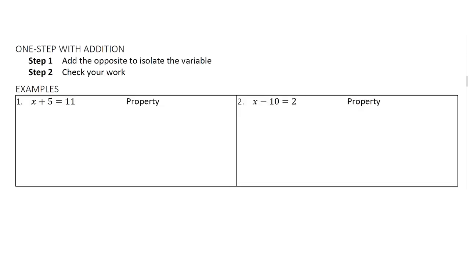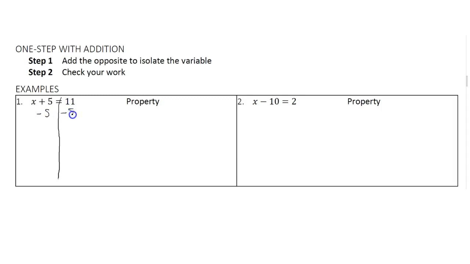Let's start with one-step equations with addition. In these, we isolate the variable by adding the opposite of a number. Look at the first example. Draw a line through the equal sign. Whatever we do on one side of the line, we must do on the other side as well. Our goal is for x to be alone on one side of the equation. So we want to get rid of the plus 5 that is with the variable.